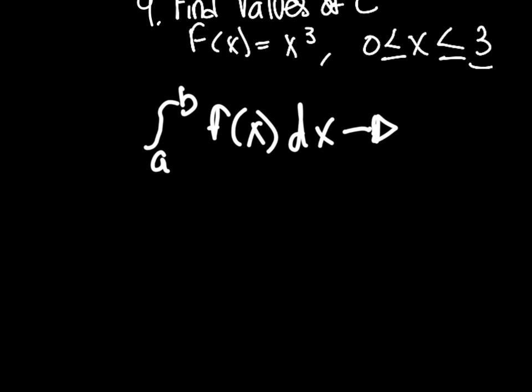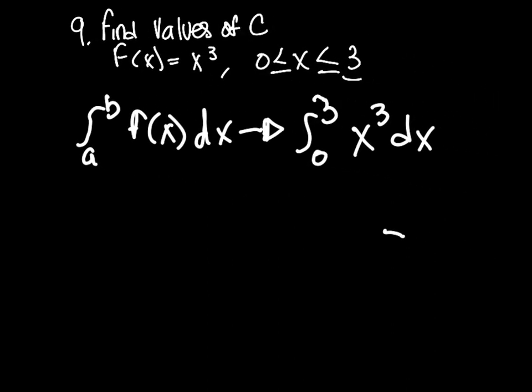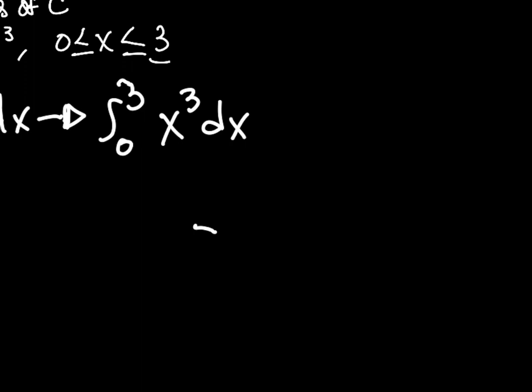So now we plug in 3 and 0, because 3 is the number that x is either less than or equal to, and 0 is the lower number because x is greater than or equal to it. x cubed dx, which is basically saying plug these numbers in, take the integration of this, and it will be x to the 4 over 4.